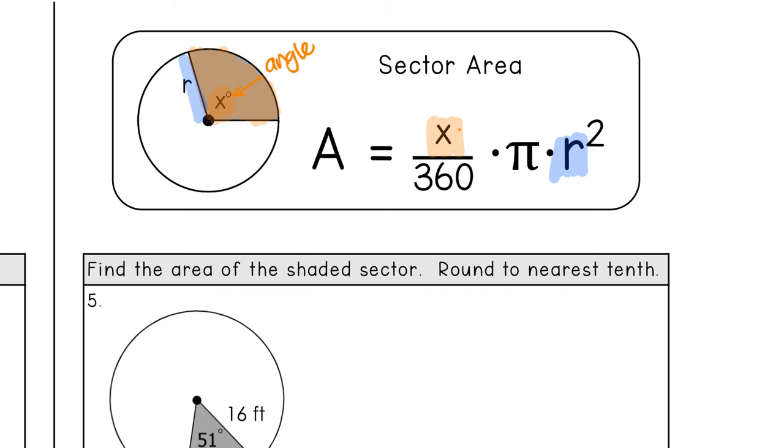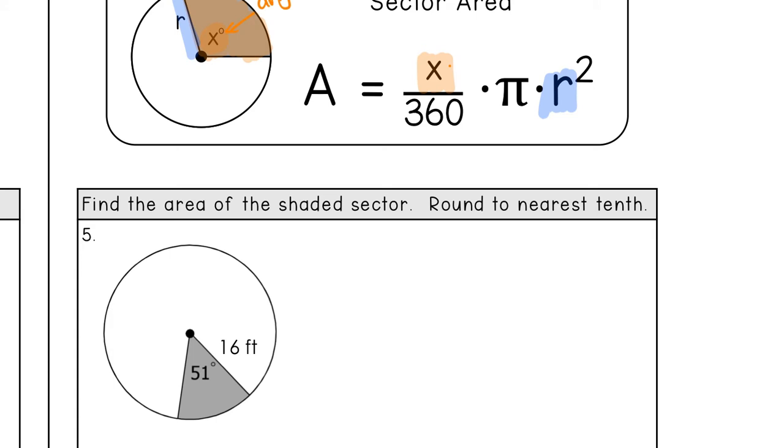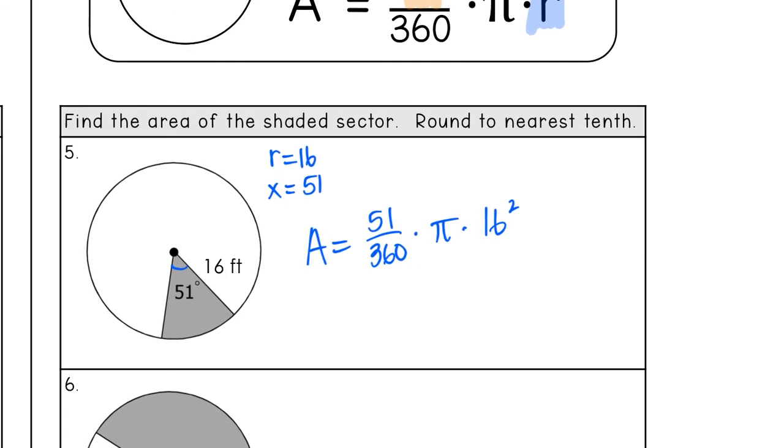Okay, so we have 3 problems to go over for this one. Find the area of the shaded sector and round to the nearest tenth. Okay, so 16 is our radius. X, the angle that's in here, is 51. So now I just have to follow that formula that we wrote above. Area equals x over 360, so it's going to be 51 over 360 times pi times r squared, so times 16 squared. Type that into the calculator all at once. We're rounding to the nearest tenth.